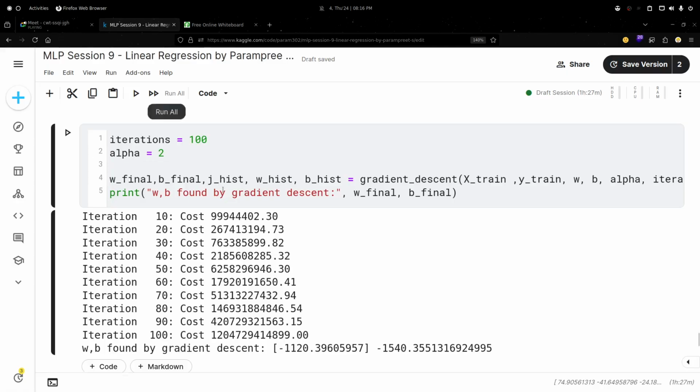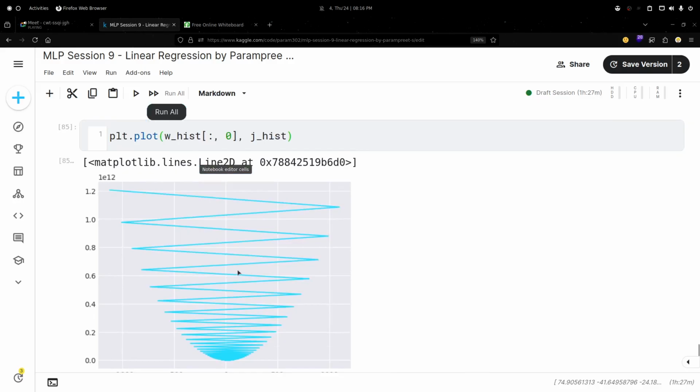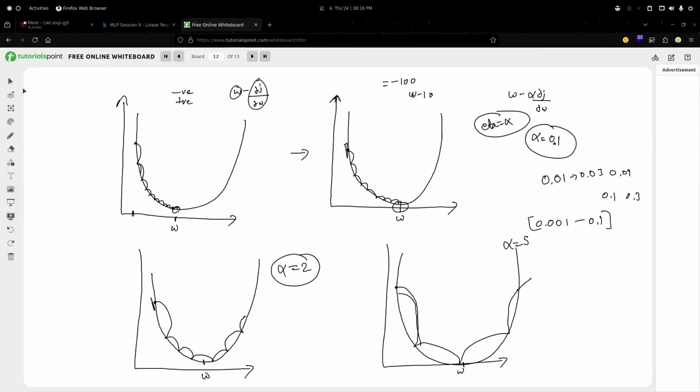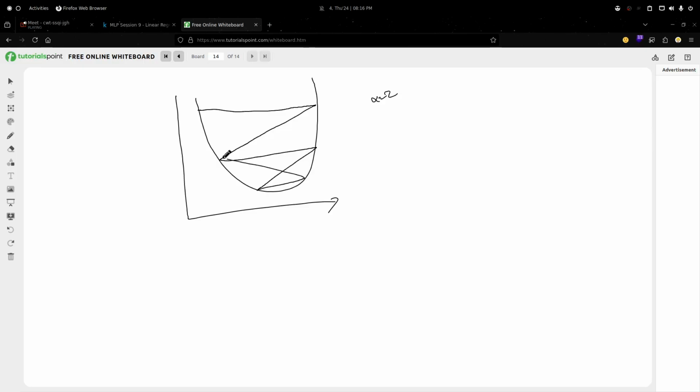So if I simply plot it, you will see a very weird graph. This is the oscillation which is happening. If I show you step by step, this is the parabola which we get, right? Because I set alpha to 2, let's suppose it started from here, it takes a very big step which is this, and then again a very big step, then again this, then this, and then this, and it is going up like this. Okay, it is a zigzag kind of.